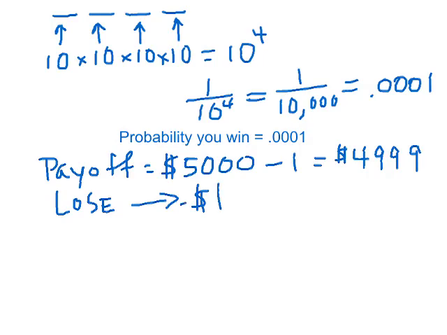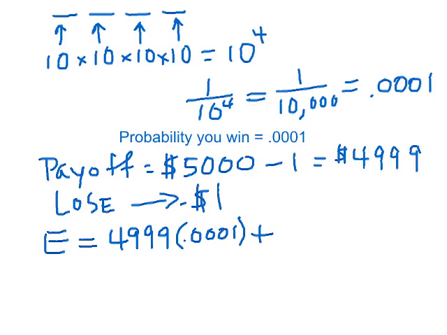So what's the expected return if you play this game? There are two things that can happen, you win or lose. So the expected value is, if you win, the payoff is $4,999, and the probability of winning is 0.0001. Plus, the other thing that can happen is you lose, which means minus a dollar out of your pocket, and the probability of losing would be 1 minus the probability of winning, which would be 0.9999.